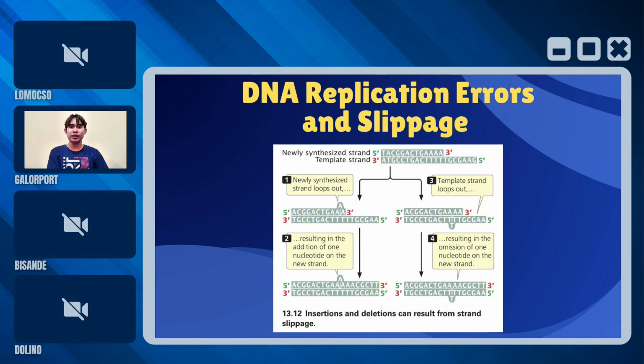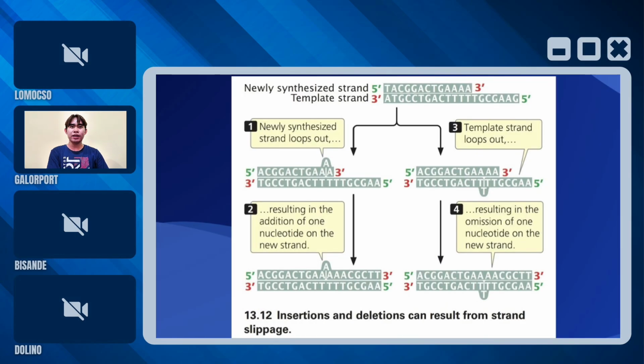On the left side, for example, the newly synthesized strand with the adenine nucleotide loops out in 3' from the sequence, resulting in the addition of one nucleotide. In contrast, on the right side of the diagram, the looping out of the thymine nucleotide in the template strand causes deletion or omission in the new strand.